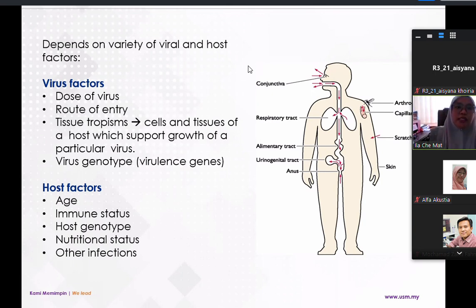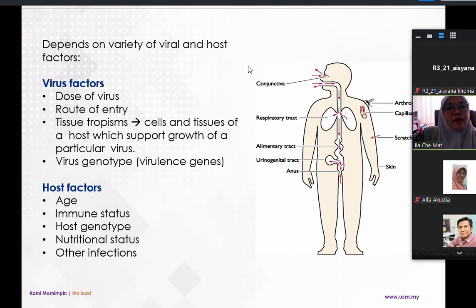The virus factor depends on the virus. The first one is the dose, whether the dose is high enough to cause the disease or not. And then the route of entry. Route of entry means whether it is specific. For example, with adenovirus, if it goes to the respiratory tract, it can cause pneumonia. If it goes through the eyes, it can cause conjunctivitis. So it depends on which entry. And then tissue tropism, which I just explained. Sometimes they have a broad spectrum, sometimes very specific.